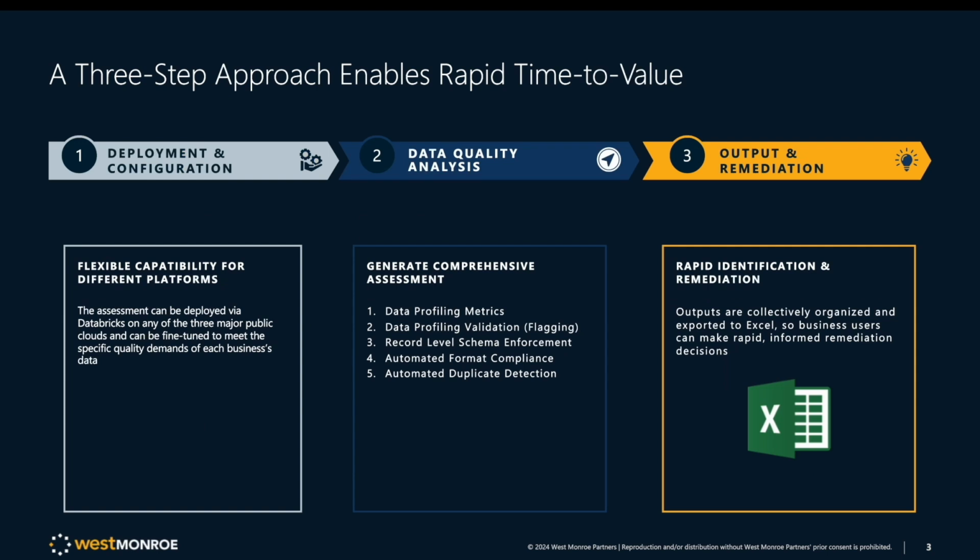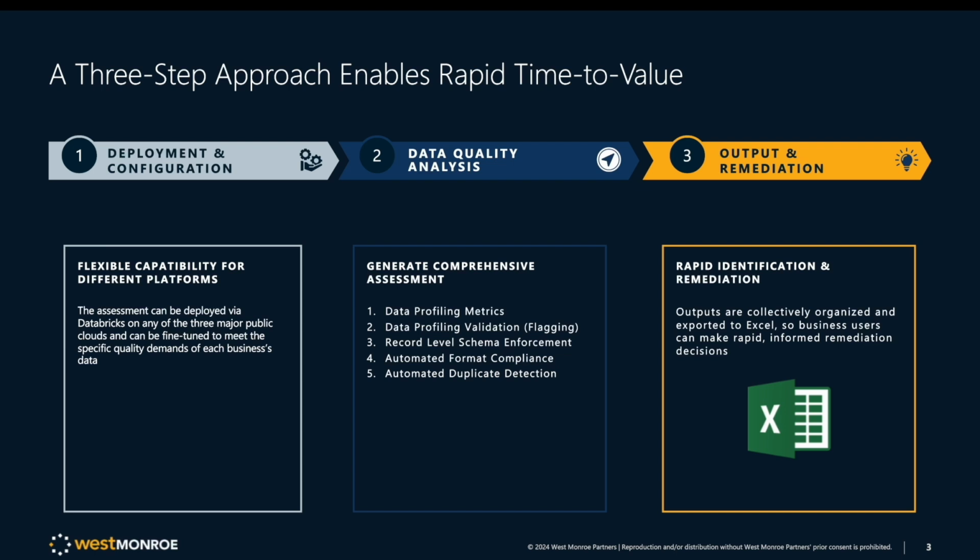The Data Quality Assessment, or DQA, is executed in 3 phases. We begin with deployment and configuration, where a Databricks code base is deployed on any of the major 3 public clouds. Then, DQA is executed and delivers a comprehensive assessment, including data profiling, validation, schema enforcement, automated format compliance, and automated duplicate detection. Any of these 5 can be chosen or turned off.